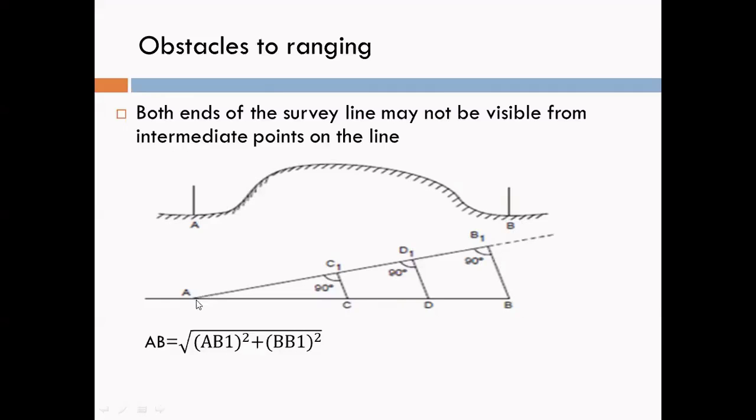So, the triangle AB1B is the right angle triangle. So, use the Pythagoras law. AB square is equal to AB1 square plus BB1 square. So, AB is equal to under root AB1 square plus BB1 square. And from the value of AB1 and BB1, we get the length of line AB.